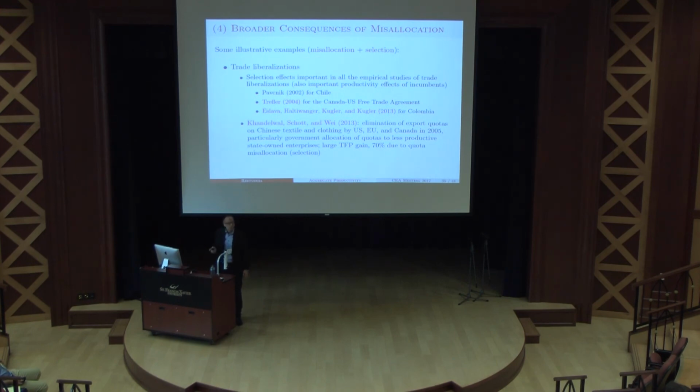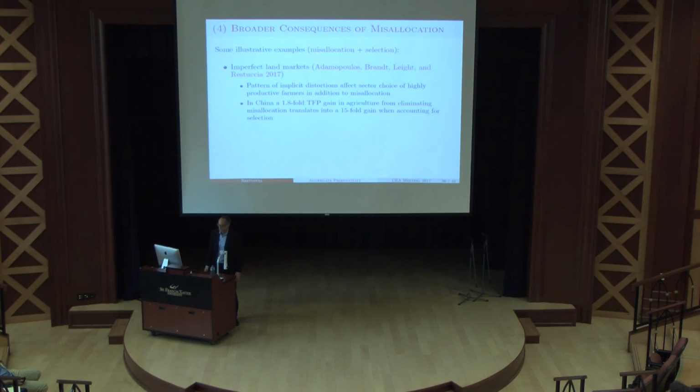The other example, which is very, very nice, are all the episodes of trade liberalizations when you study it empirically. They all feature this, not just reallocation of factors across producers when you have these trade restrictions and you remove them, but selection plays a big role quantitatively in all these studies. And even within firm growth plays a role, which is a notion of technology.